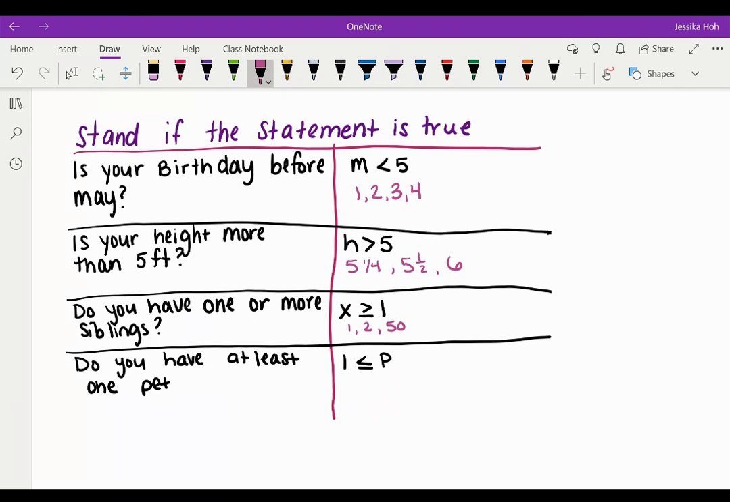Do you have at least one pet? Please stand. Once again, this is also represented with a line under the inequality statement. So I have 1 is less than or equal to p, representing pets. So any number that could be represented could be 1, 2, 15, etc.